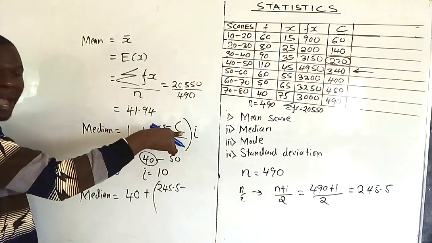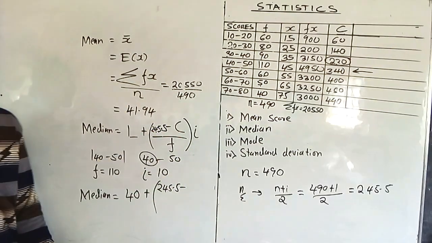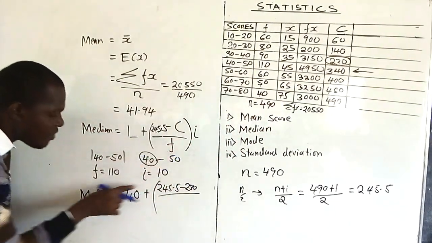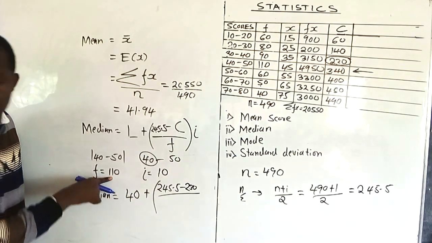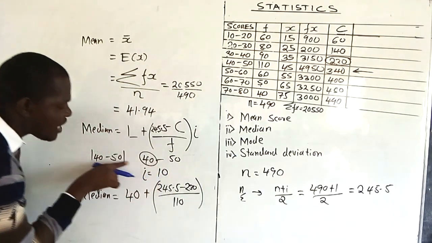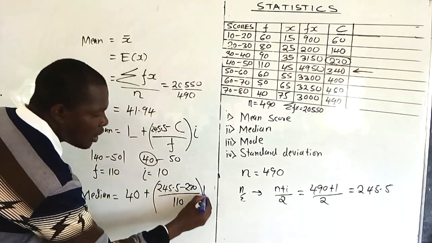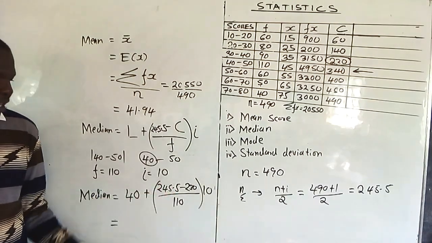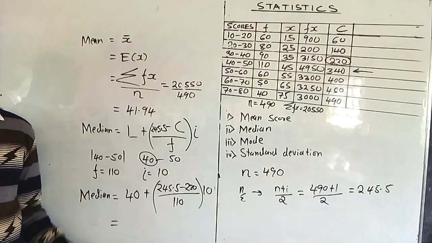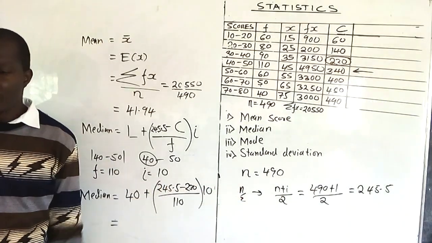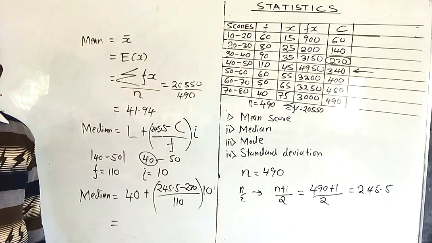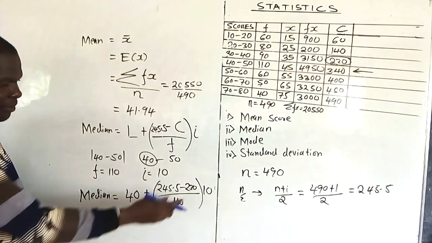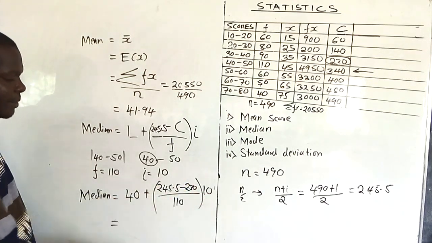245.5, the median term, minus C. That was the cumulative frequency of the class which was above it, which you found to be 230. Then over F, the frequency of the median class, which you found to be 110. Then everything you are multiplying with the class interval, which you found to be 10. So if you substitute all this in the calculator, what do we get for the median? This minus this, divided by this, times 10, then you add 40 to it at the end. Or just put the whole of it in the calculator at once. What do you have? 245.5 minus 230 divided by 110, then times 10, then you add 40.